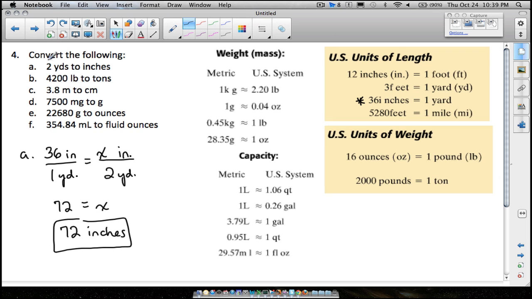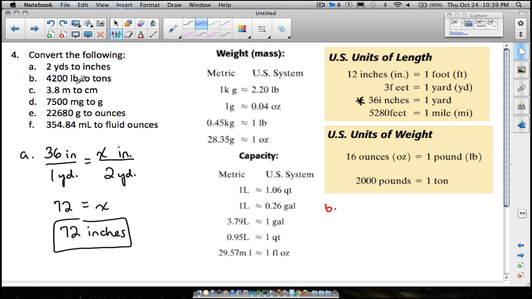Therefore, we can say that 2 yards is equal to 72 inches. That's what we got right here. All right. Question B. I'll just scatter these all over the place since I'm just trying to make some room. 4,200 pounds, and we want to convert this to tons.